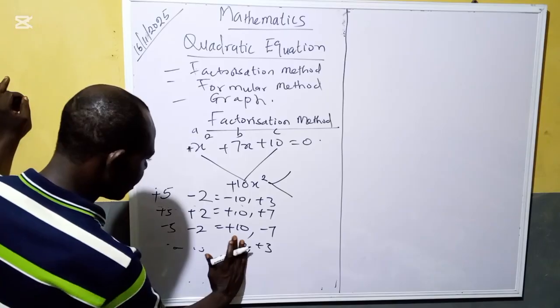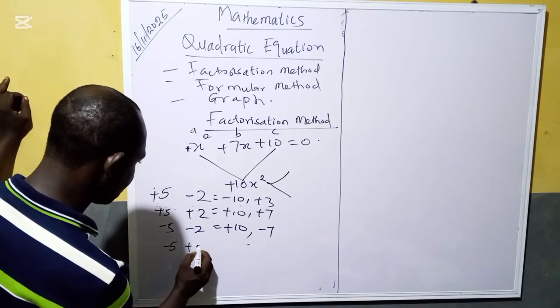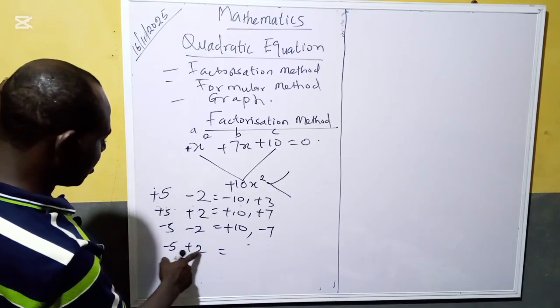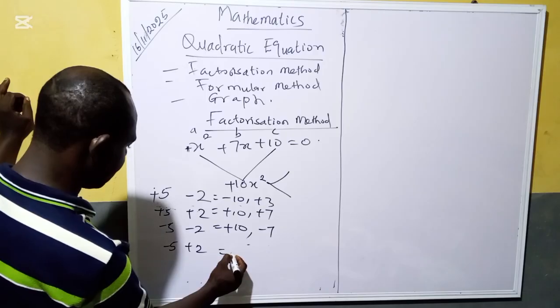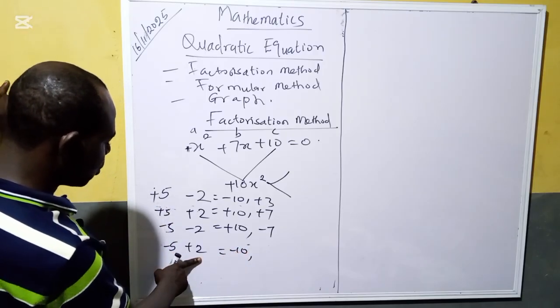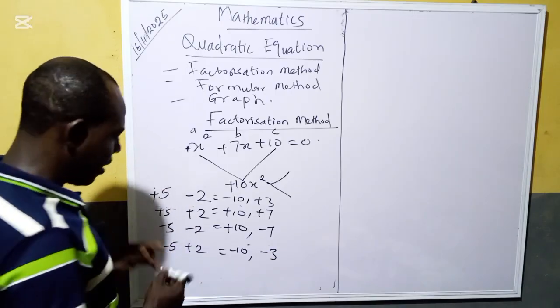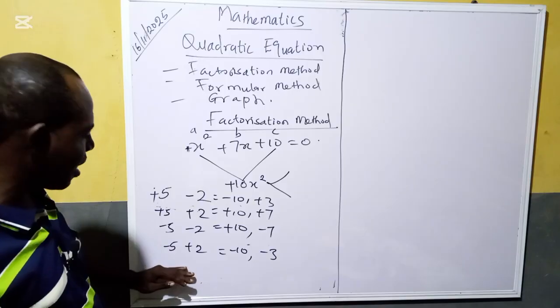So the next one I should do is minus 5 plus 2. Minus 5 times minus 2. Minus 5 times plus 2 will give me minus 10. Then minus 5 plus 2 will give me minus 3. Now, I have given the two numbers various signs.